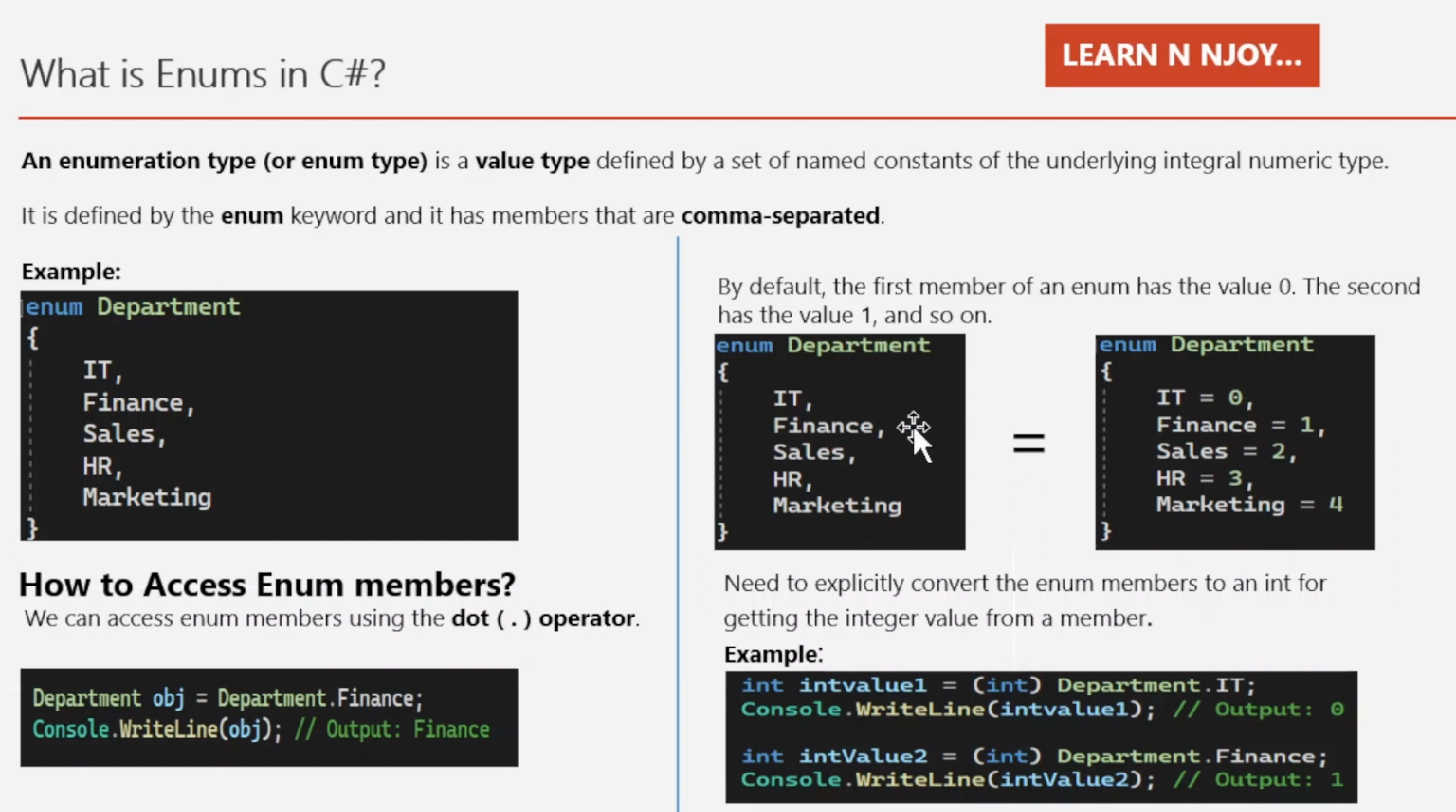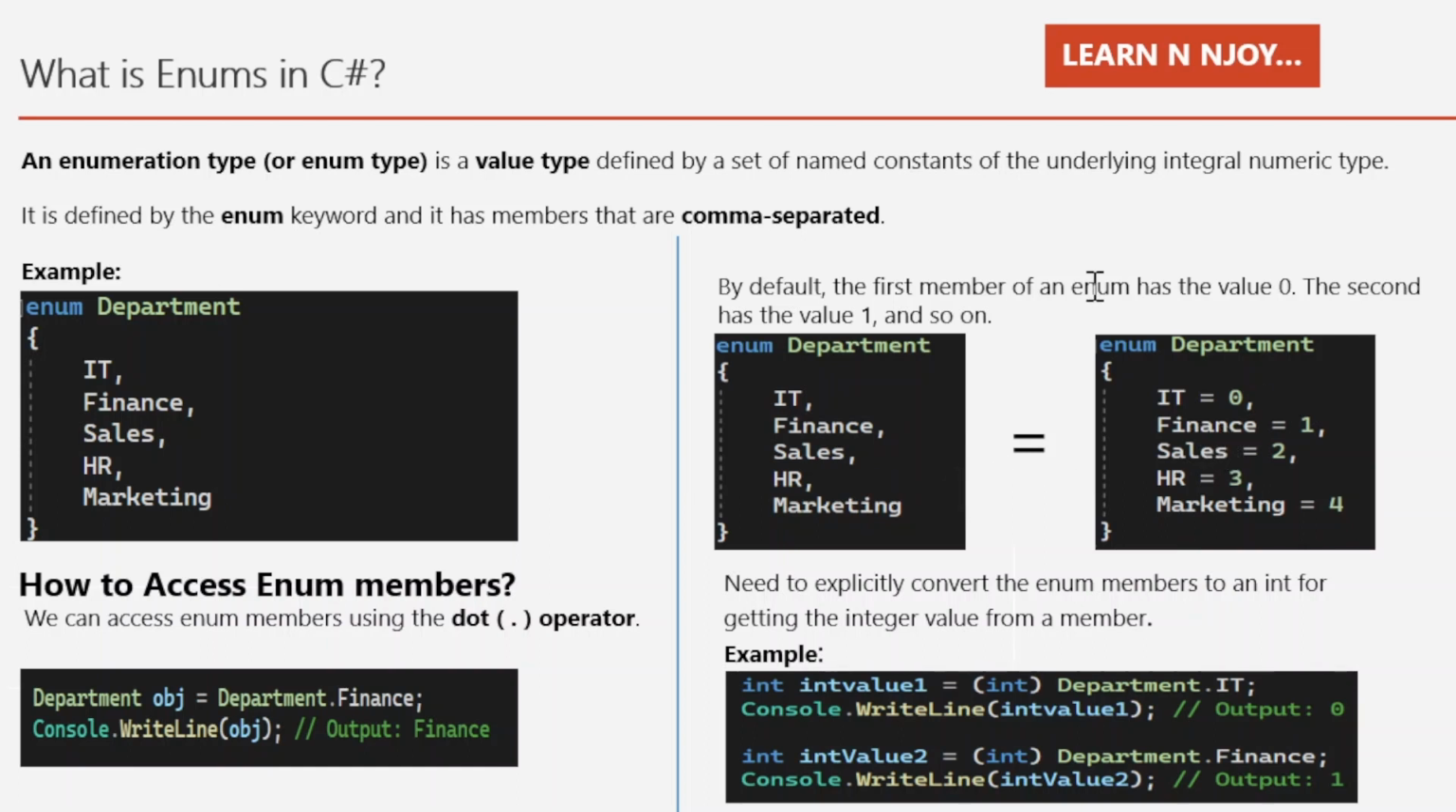So if you see the left hand enum Department, where we have not mentioned any value, right? For IT we have not given a value, Finance also, Sales, HR, Marketing. But it is equivalent to the right hand side enum Department, where it will initialize IT as 0 and then it will go in an incremented fashion. So Finance will be 1, Sales is equal to 2, HR is equal to 3, Marketing is equal to 4. So the left hand and right side are equivalent.